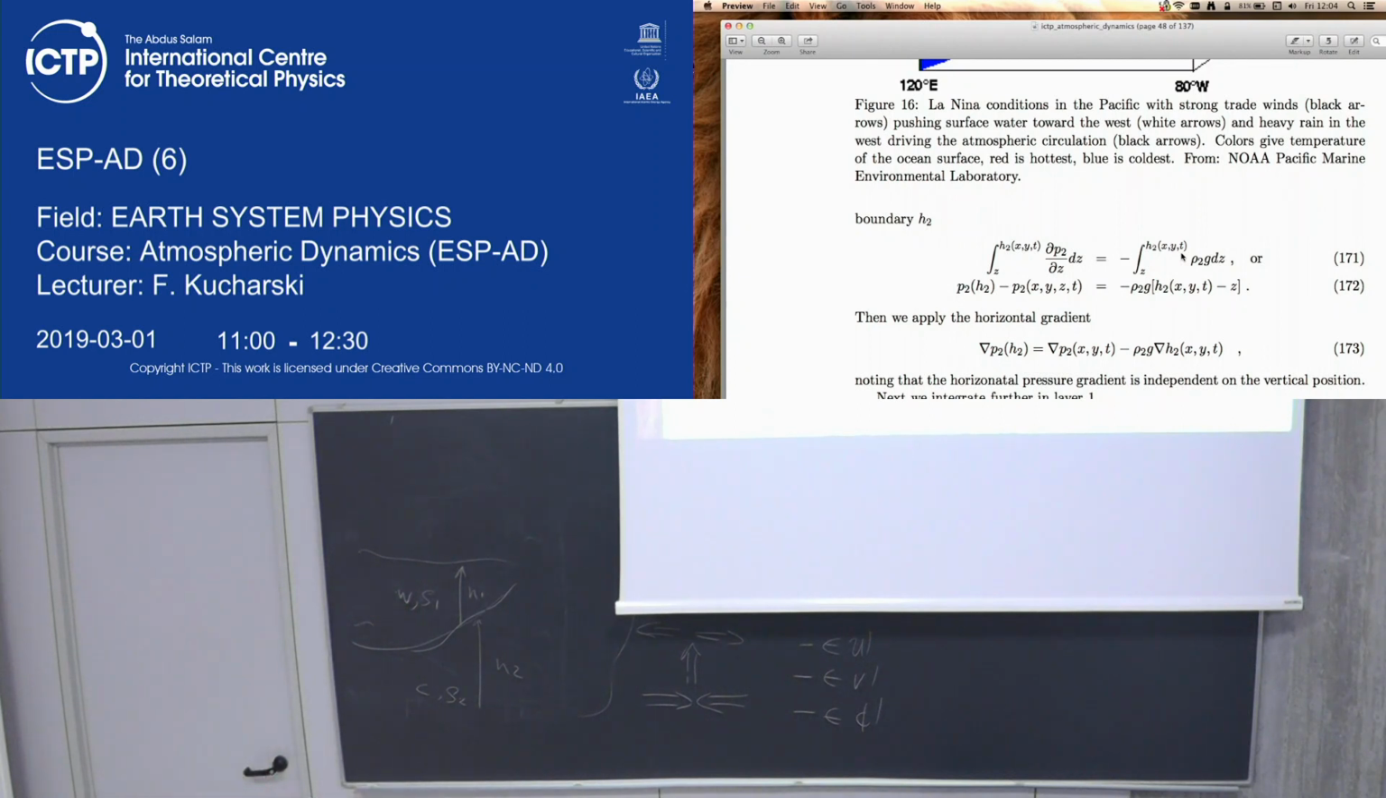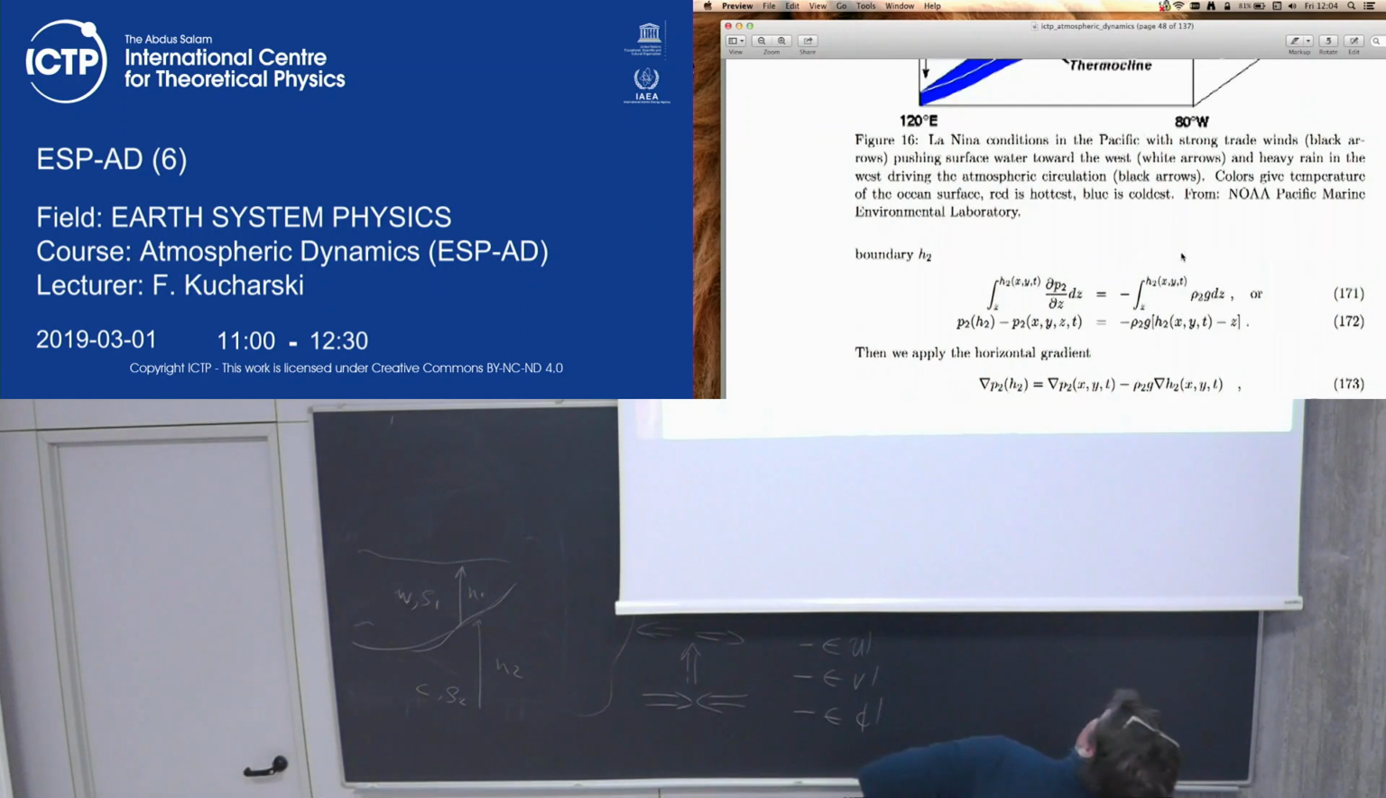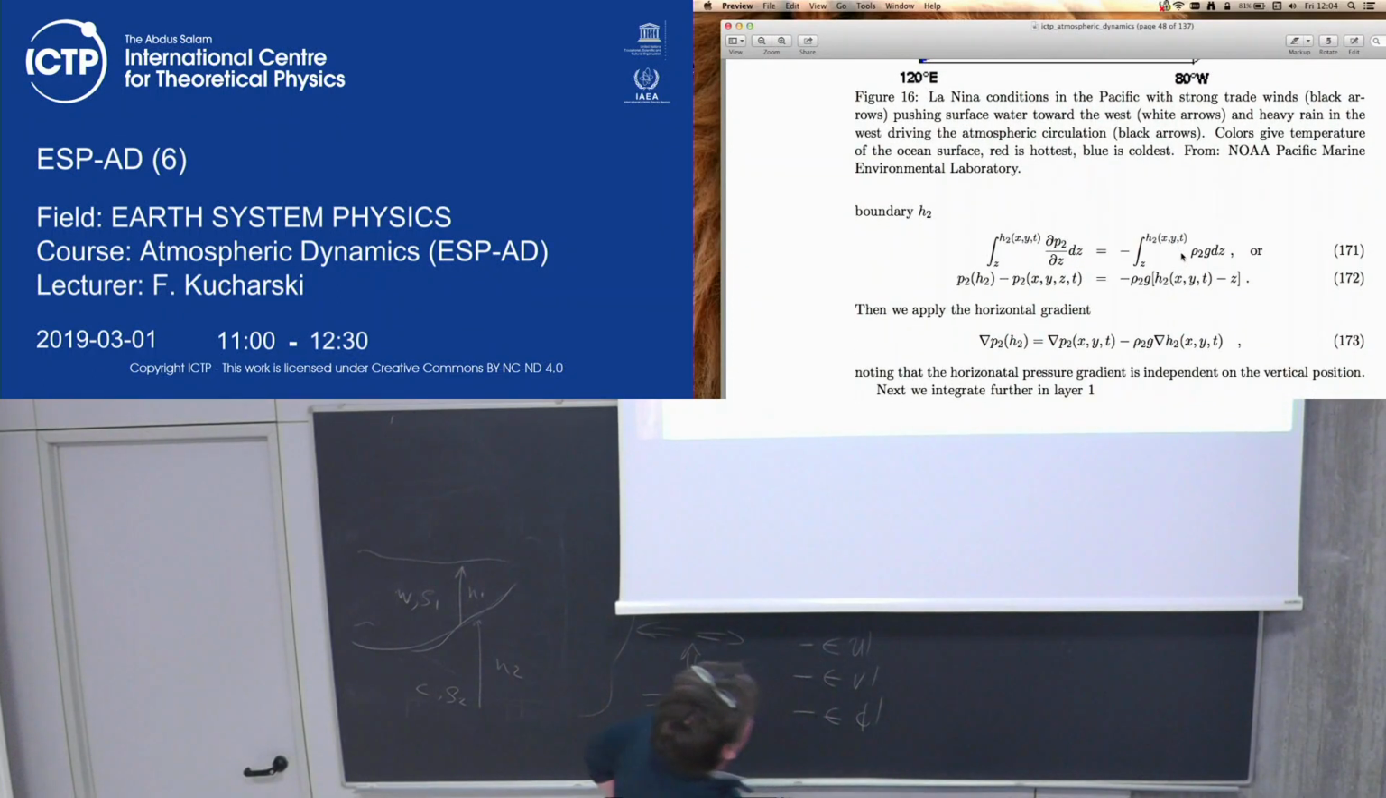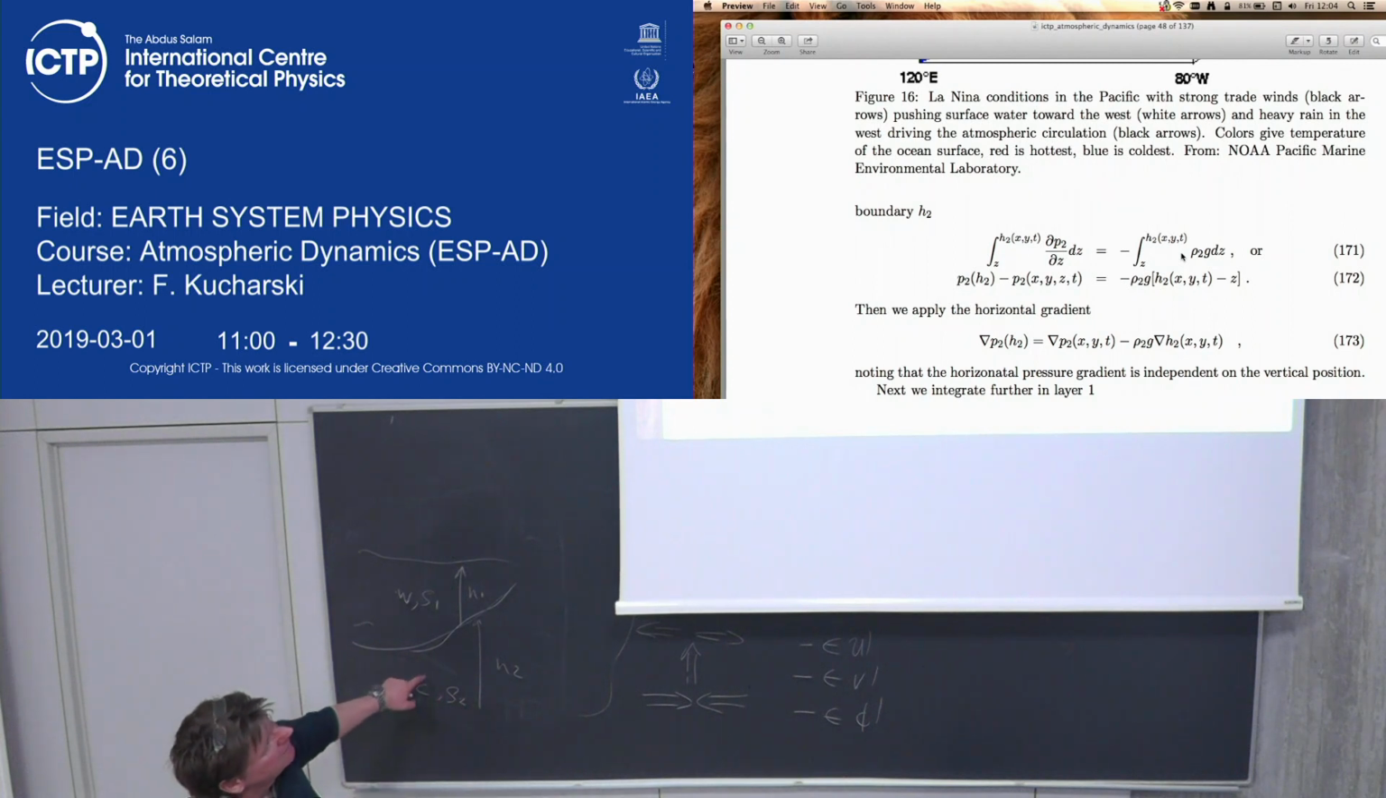So the trick is then that we again integrate. We integrate the hydrostatic equation from some arbitrary position here to this height in between the two, and that gives us this expression here. We calculate the gradient, and we get this expression here that relates the pressure gradient in our lower level to the height gradient here.